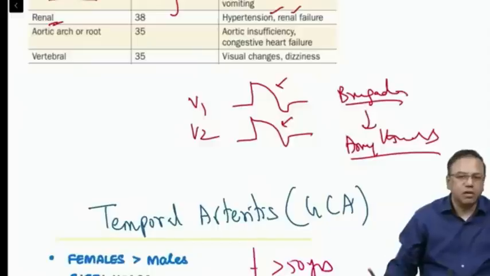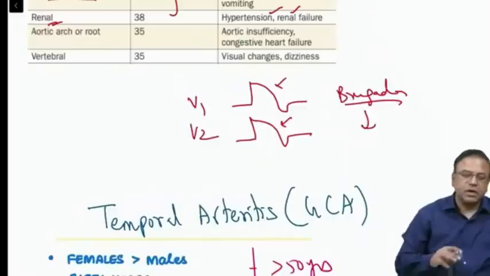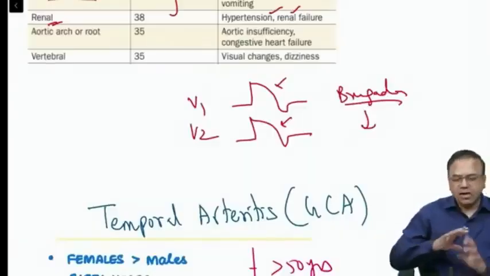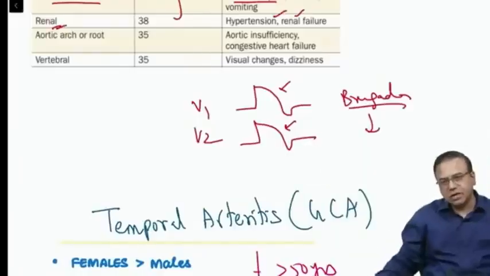This is what you get in Brugada's. High risk of dangerous arrhythmias. Sudden cardiac death can occur. Patient can just throw an arrhythmia and he'll die. Entire ECG looks normal except for V1, V2, which will show curved ST segment elevations like this.